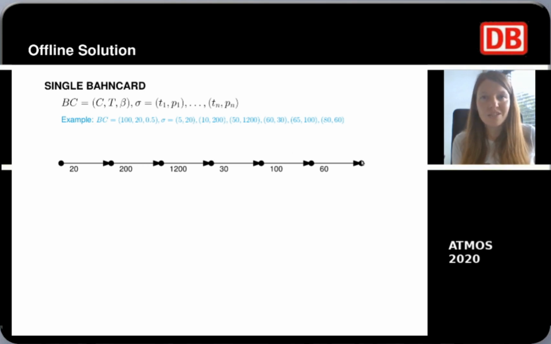And this also explains why we need this dummy node here at the end. Now if you just follow this path, this would mean we never buy a BahnCard, we always pay the full price. So the summed costs along this path are just the summed costs of the original ticket prices.